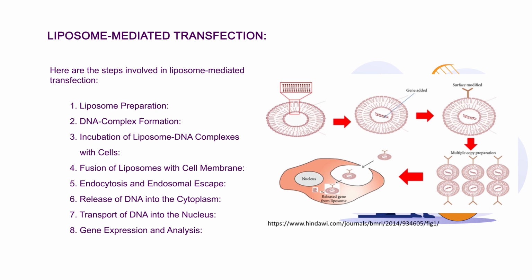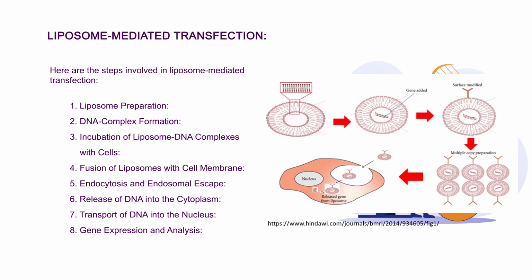After that, fusion of the liposomes with the cell membrane takes place. The cationic liposomes interact with the negatively charged cell membrane through electrostatic interaction. This leads to the fusion of the liposome with the cell membrane, allowing the liposome DNA complex to enter the cell. After this step, the next is endocytosis and endosomal escape.